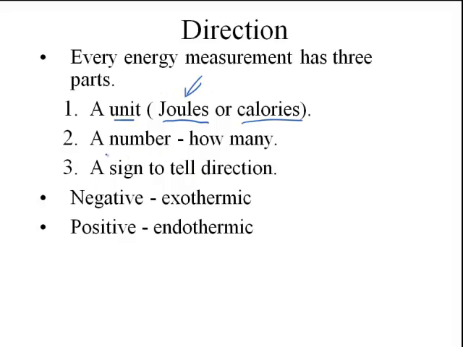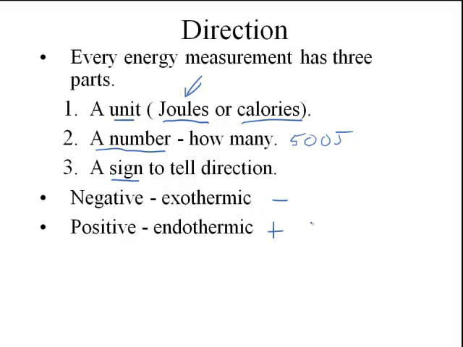And then besides the unit, of course, you need a quantity. How many joules? Let's say, for example, something like 500 joules of energy. And then the last thing, and this is really important in thermodynamics, and sometimes this really causes some confusion, is a sign to tell the direction. Okay? And the sign is going to be negative if it's exothermic and positive if it's endothermic.